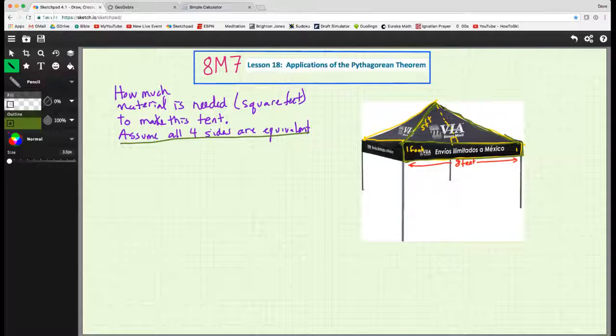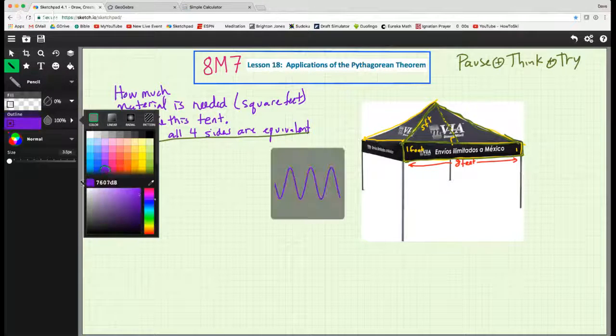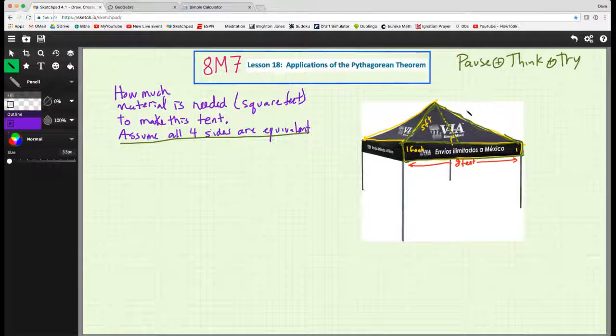And notice I give you this hint that you could drop this down here and you could form a right triangle where this is half of the length of 8, this is your 5, and this is your unknown height. Okay, so I want you to pause and think about this. Pause and think and try, and then I will come back and solve. Let's use a nice bright pink, or purple. That should probably show up really nicely on this tent.